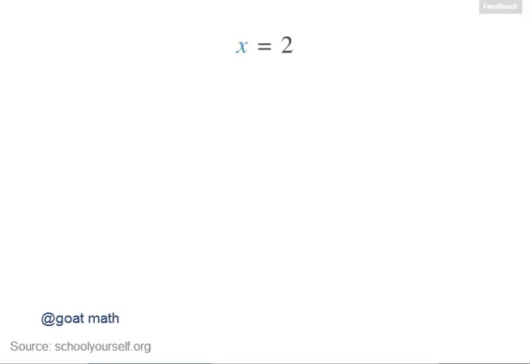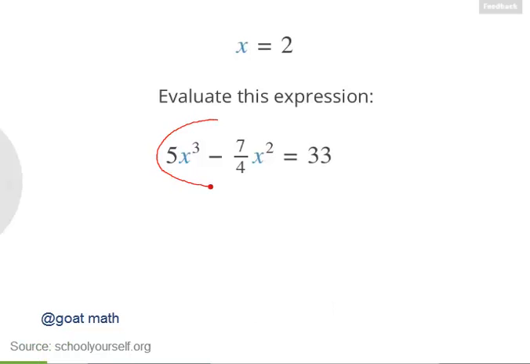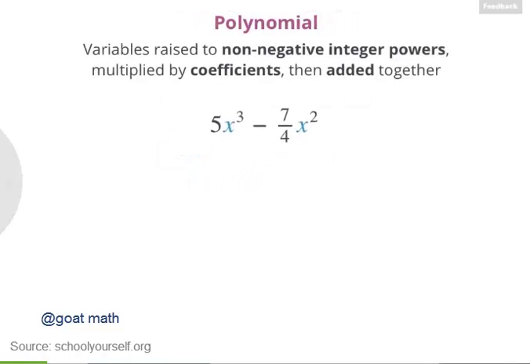Before getting to polynomials, suppose I tell you that x equals 2. Try evaluating this expression, 5x cubed minus 7/4 x squared. Right, so when x equals 2, this equals 33. Now this expression, 5x cubed minus 7/4 x squared, is an example of a polynomial.